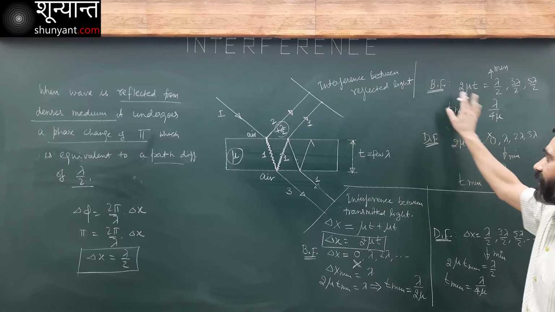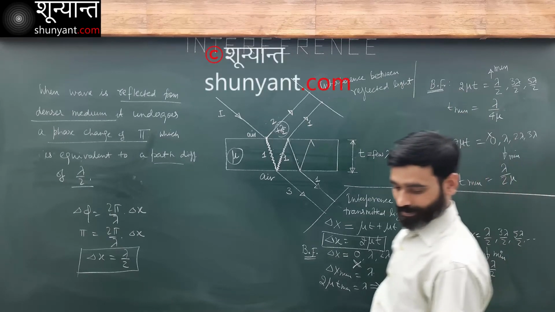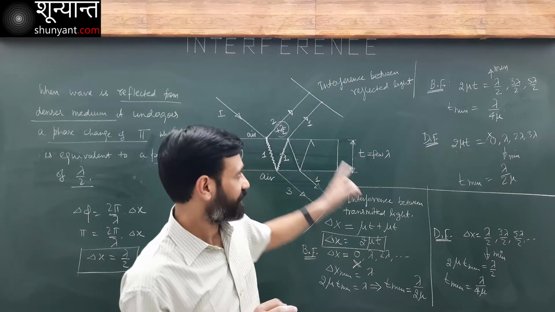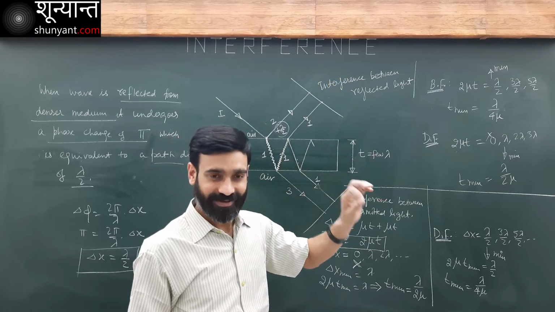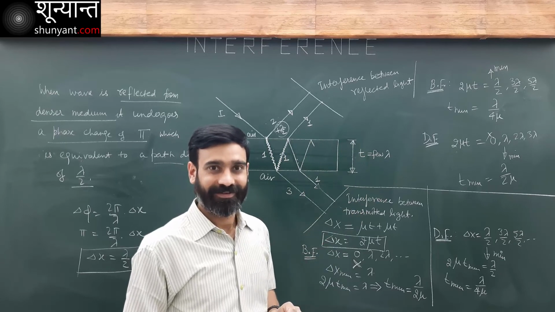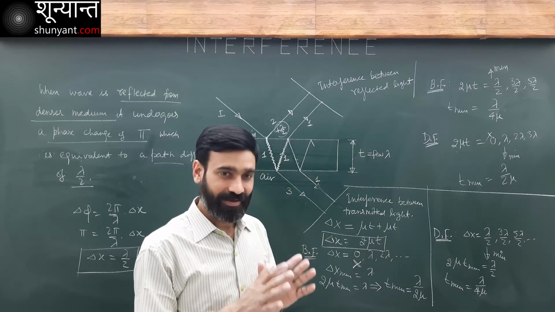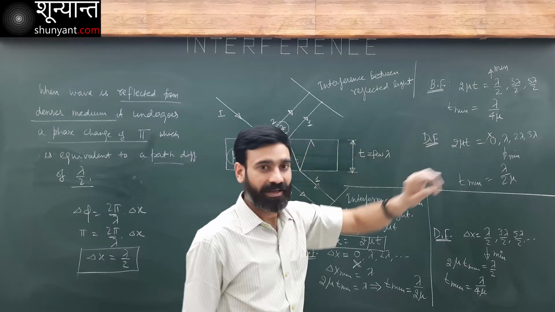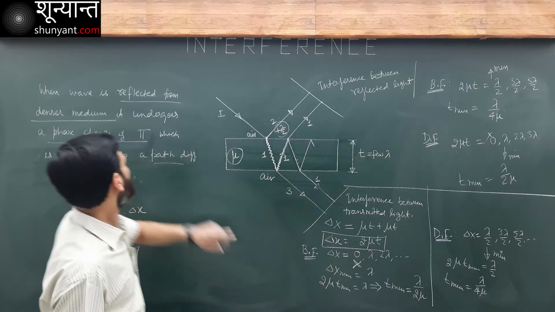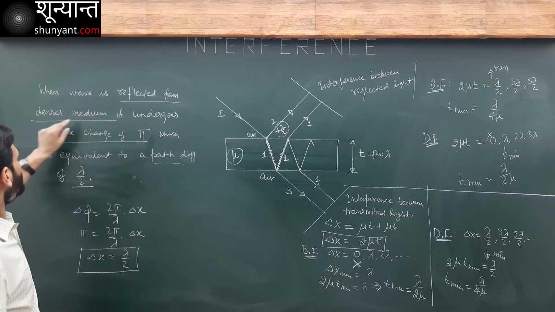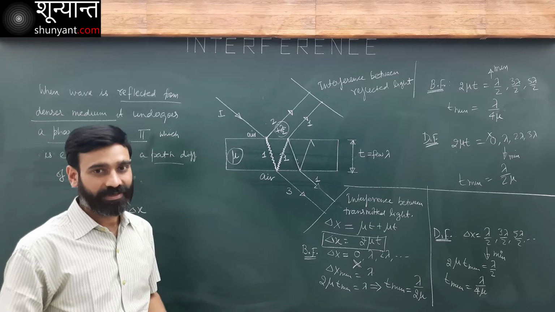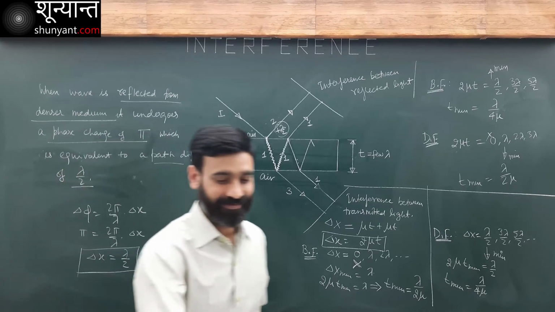Interference between reflected light, you have to understand carefully, very carefully, why it's happening. In exams, questions are asked. You have to think very, very carefully. And this type of reversal happens only if it is reflected from a denser medium. Only then, otherwise it will not happen.